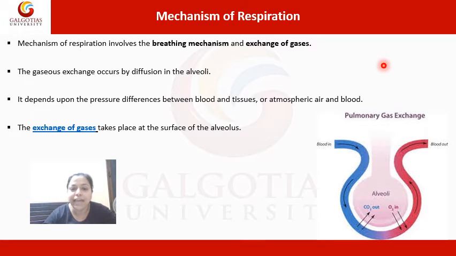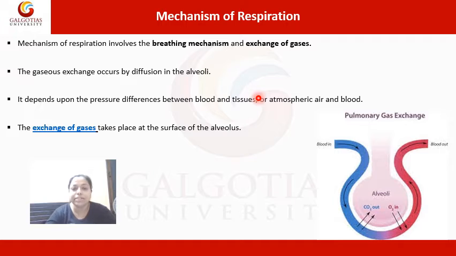So here we have a look at the mechanism of respiration. What all does it involve? It involves the breathing mechanism and the exchange of gases. Now, the gaseous exchange occurs by diffusion. As we saw, there are walls involved and there are small capillaries in the walls of the alveoli through which the diffusion of gases, oxygen and carbon dioxide, takes place. So the gaseous exchange occurs by diffusion through the alveoli.